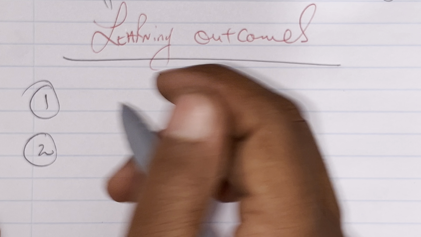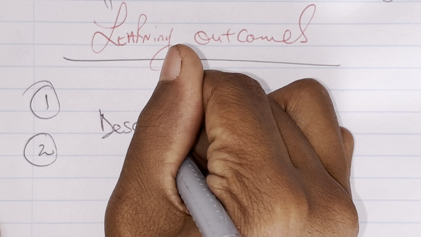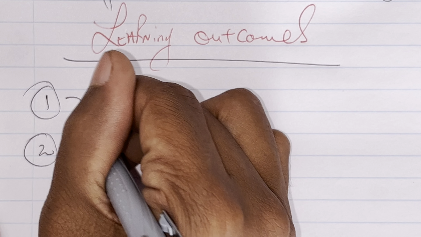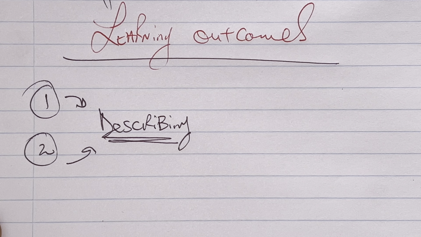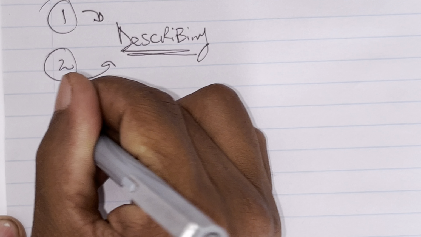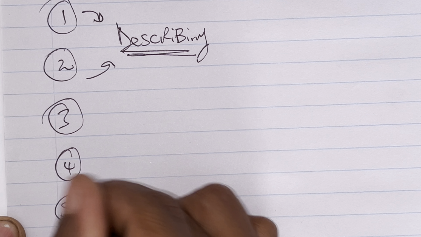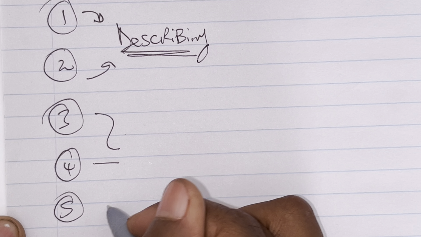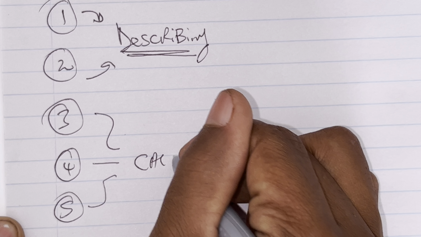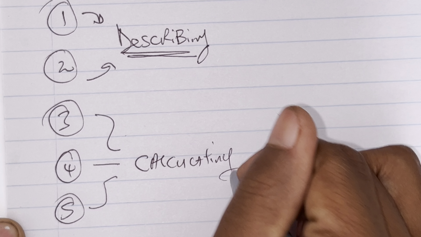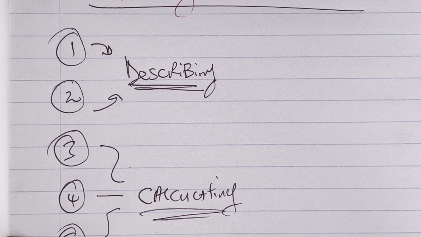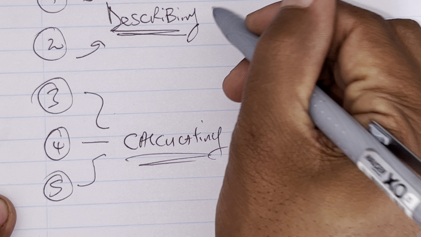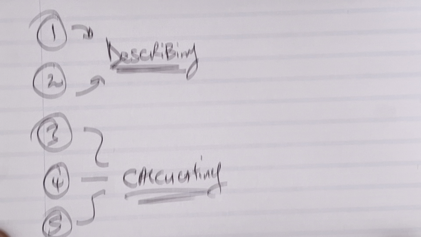Now these 2, they deal with describing. Simply meaning both 1 and 2 is where you have to describe. And then you have 3, 4, and 5, and they deal with what we call calculating. So if we talk about 1 and 2, it's stuff that you normally have to describe. If we talk about 3, 4, and 5 of the outcomes, they deal with calculating. So now what is it that you have to describe?